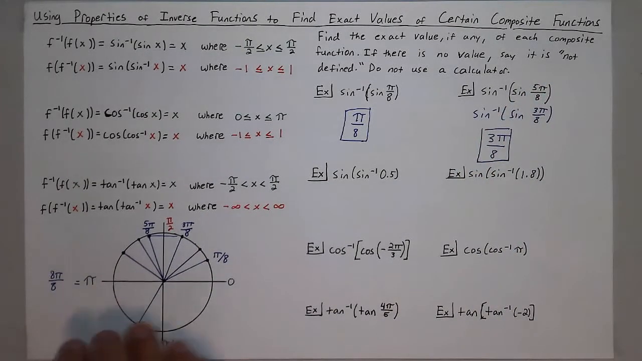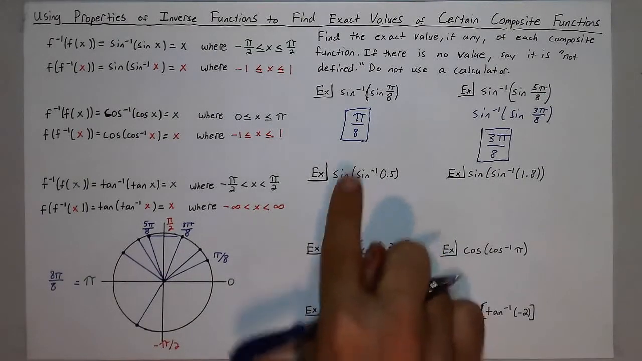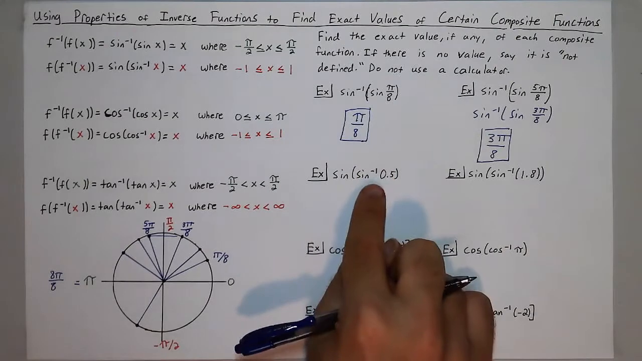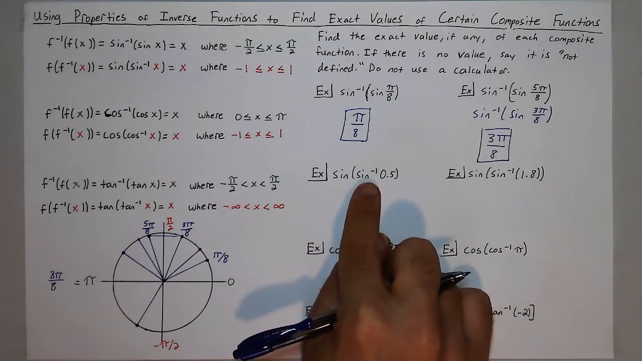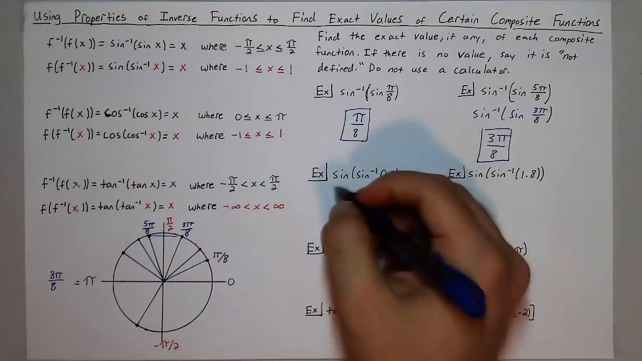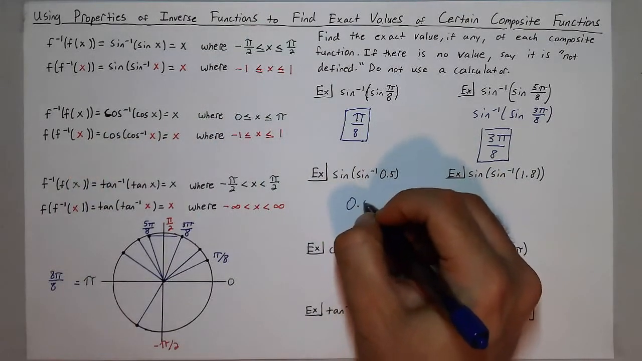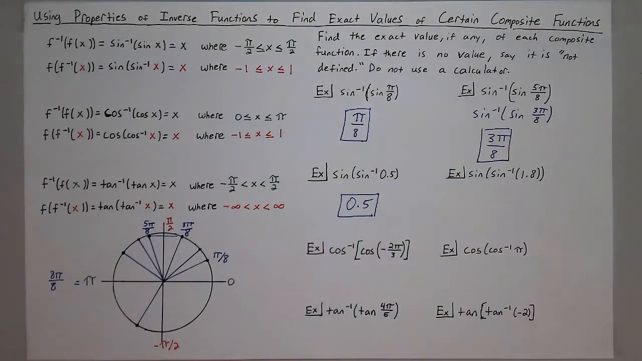Let's try another example. We have sine of sine inverse of 0.5. In this case, we reverse the order, meaning that we're just more worried about what we're plugging into the sine inverse function first. And since that is between negative 1 and 1, the sines cancel. The answer is 0.5. It's a very quick response.